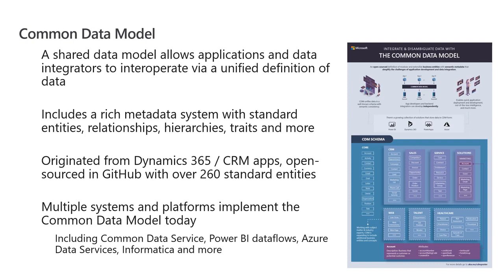The common data model is a set of unified definitions for some of the common business characteristics, things like sales entities, service, that really define the metadata associated with those, the fields, the attributes, the relationships of how they connect together, as well as the traits that those entities have. And that is packaged up as the common data model. Now, the common data model is not an implementation. It is just a schema specification that is open sourced on GitHub. It comes with over 260 standard entities out of the box.